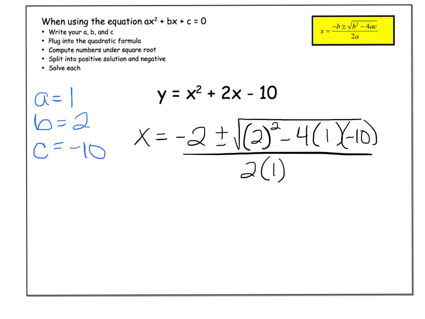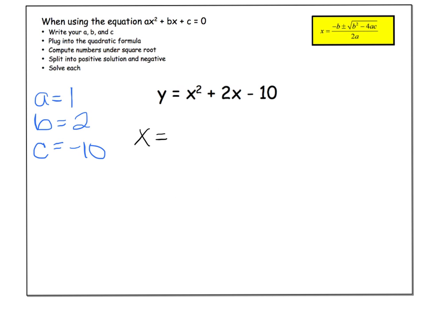Now it just comes to calculating on your calculator. I'm going to leave the negative 2 there, and the plus or minus, and the square root for now, and this 2 downstairs. And I'm going to calculate the value underneath my radical. 2 squared is 4. And in fact, on your calculator, just put this whole part in: 2 squared minus 4 times 1 times a negative 10. So you're going to get 4 plus 40. Well, that's 44.